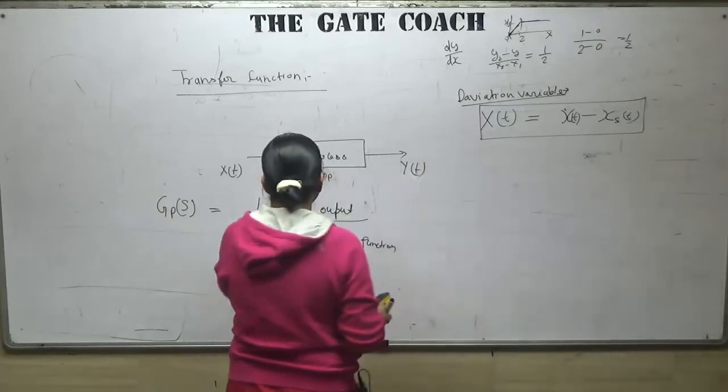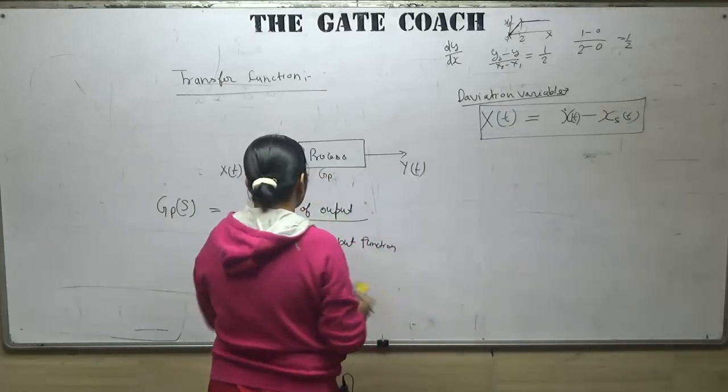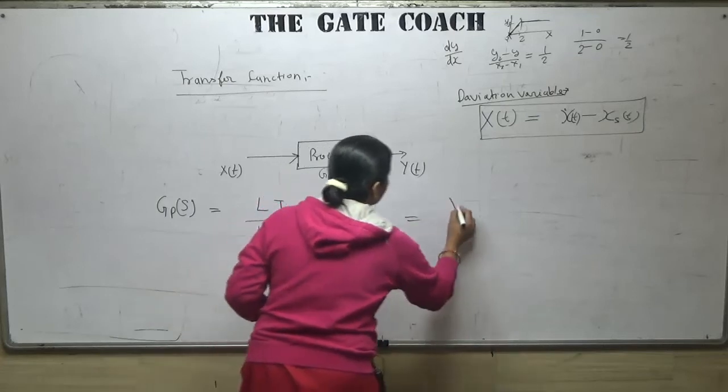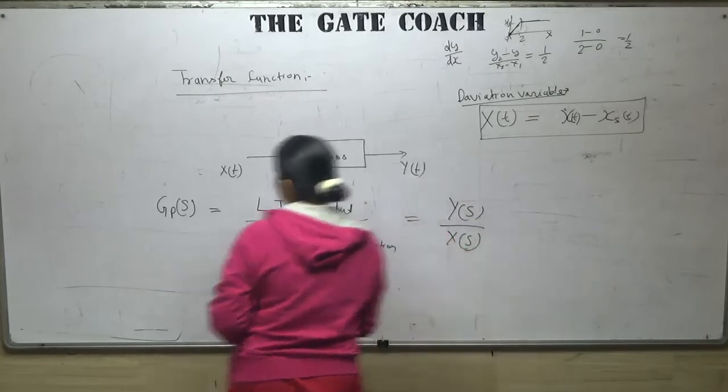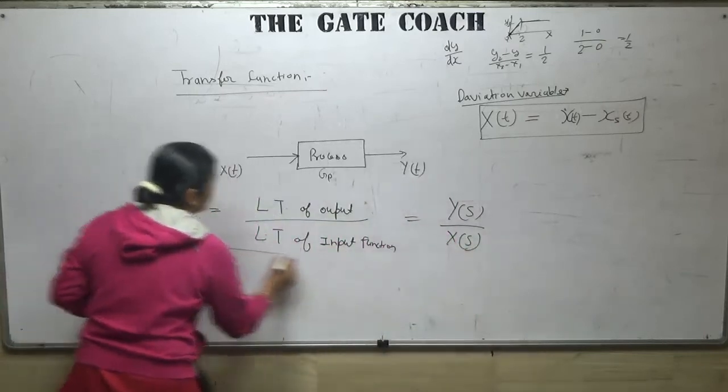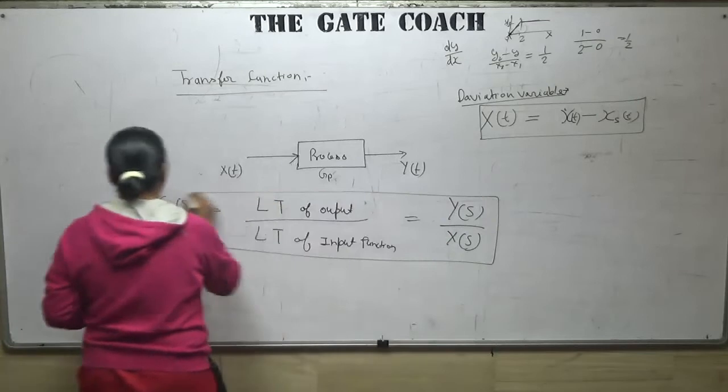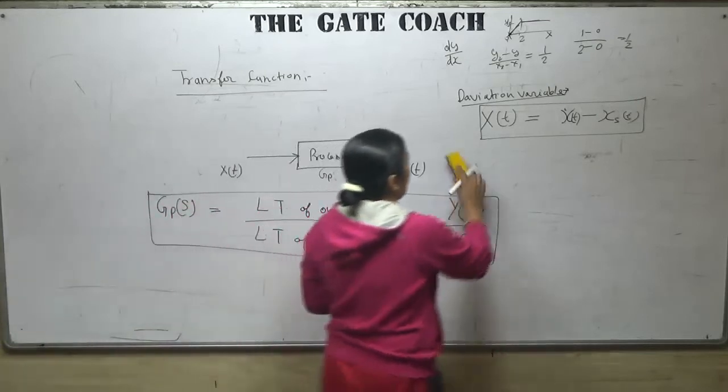So this is the Laplace transform of the output function to the Laplace transform of the input function, that is Y(s) upon X(s), which we call the transfer function. Transfer function is Y(s) upon X(s).